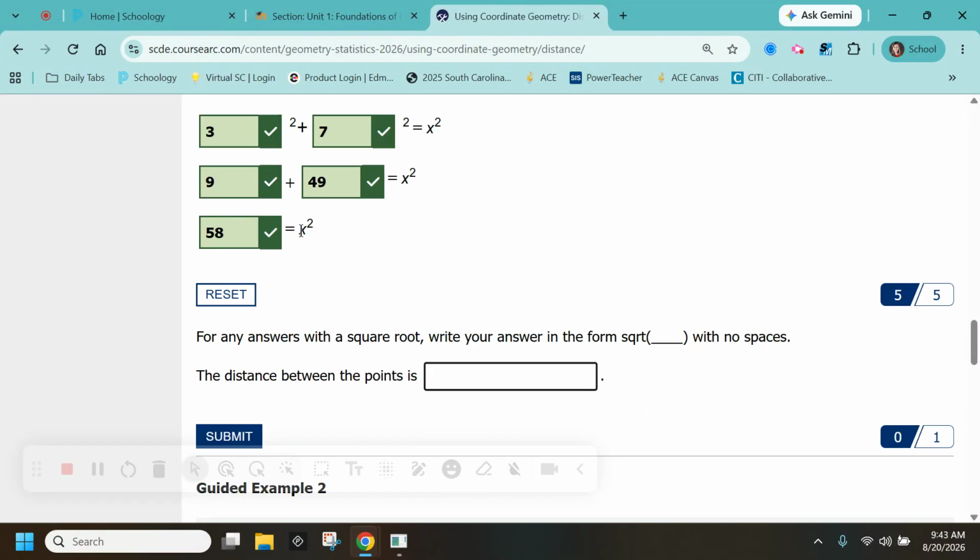And then to solve for x, our last step is to take the square root of both sides. And so when you are entering your answers, you are going to write SQRT, parentheses, and then enter in the number, so 58, and close the parentheses with no spaces. You do not have a square root button on your keyboard. So we are going to type SQRT.